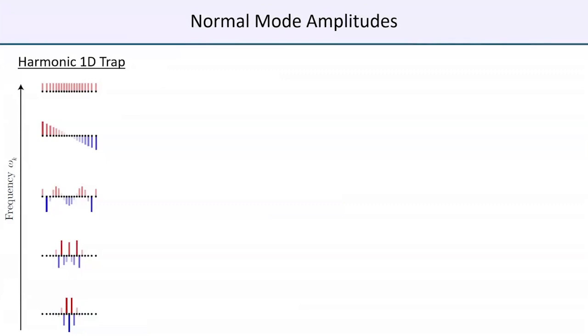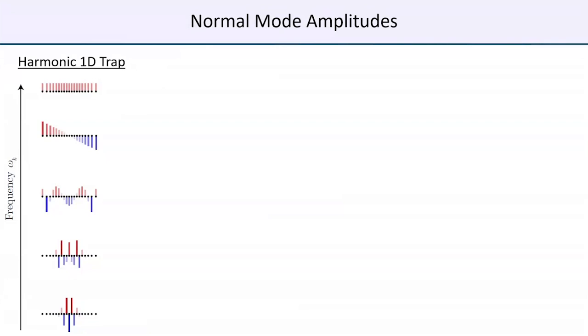All right, so what I'm plotting here on the left are what the normal mode amplitudes look like if I have a harmonic one-dimensional potential. So on the top, that's my center of mass mode. It's the highest frequency mode. And in that case, all of the ions are moving up and down together, exactly in the same way. Center of mass mode means they're all the same.